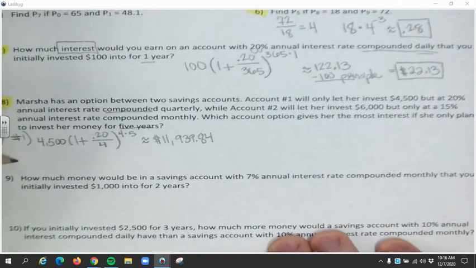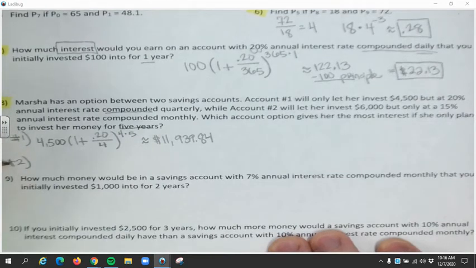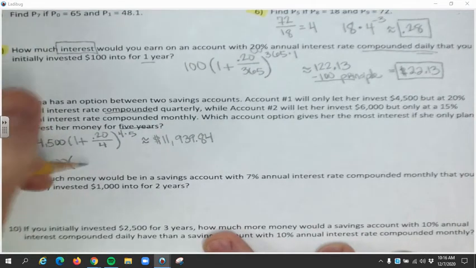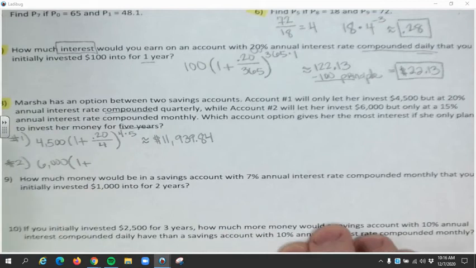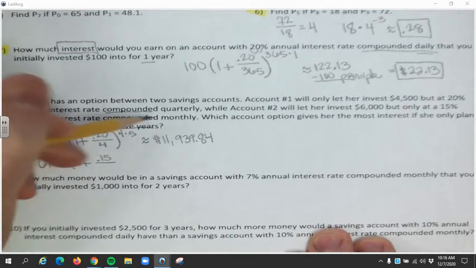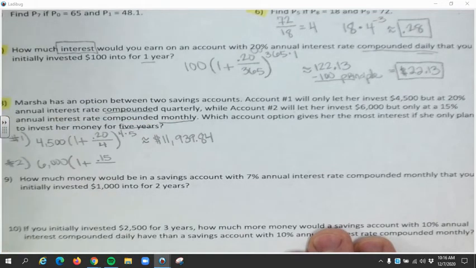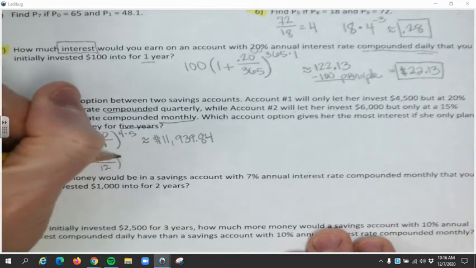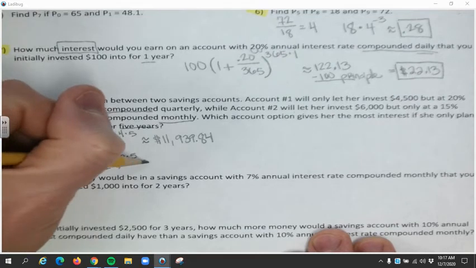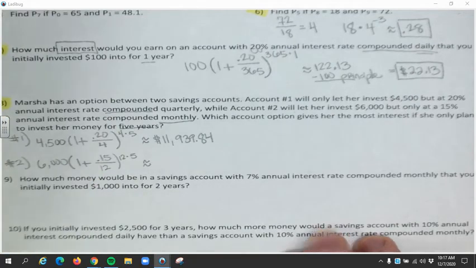Account number 2. So she invests $6,000. She's investing more money times 1 plus her rate, which is now 15%, so a lesser interest rate. It is compounded monthly. How many months are there in a year? There's 12. The 12 also goes in your exponent, times the number of years, again, 5 years. Know what 12 times 5 is? 12 times 5 is 60.